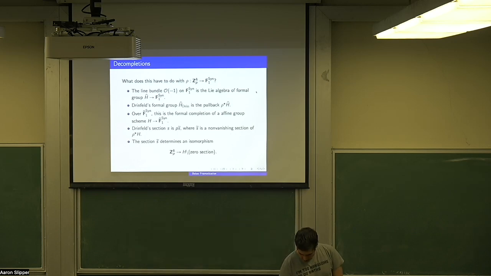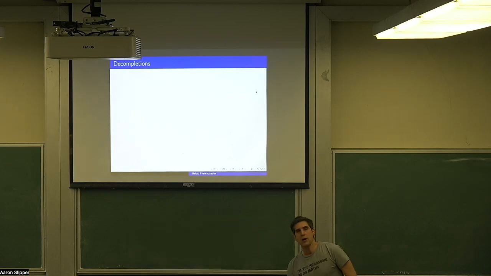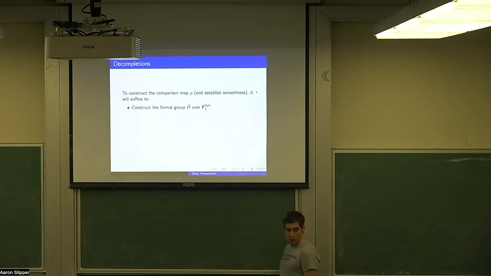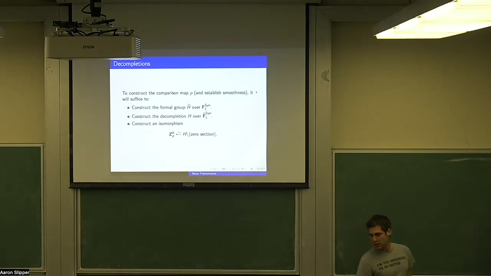Okay, so this is a picture, but I don't want to assume that anyone has read this paper. And I don't need all of the picture in order to explain the comparison map. All I need to do is first build you a formal group over F1 sin. I need to explain why at the closed point it has a decompletion. And then I need to explain why there's an isomorphism with ZP prism after you remove the zero section.